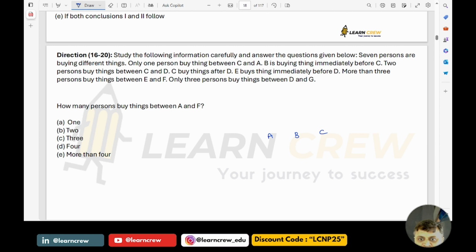Right? 7 persons are there in total. And 2 persons buy things between C and D. Between C and D. So now total 7. So I can take C and D here, or otherwise I can take D here. Okay. Next, E buys things immediately before D. So it can be like this or it can be like this. Next, more than 3 persons buy between E and F. More than 3 persons between E and F.